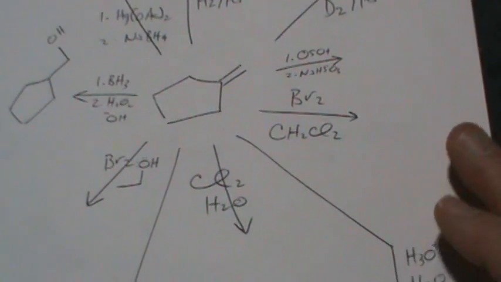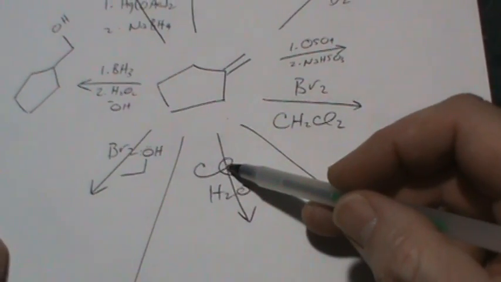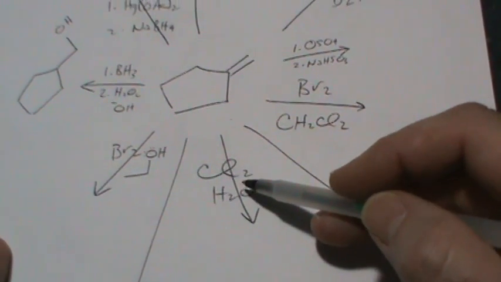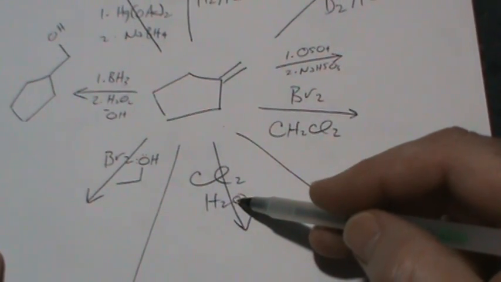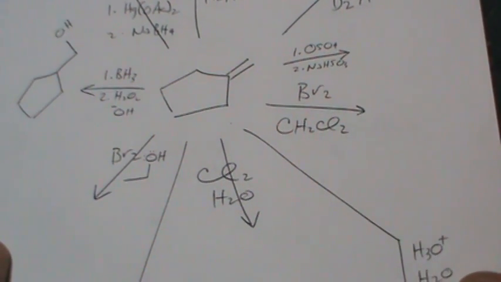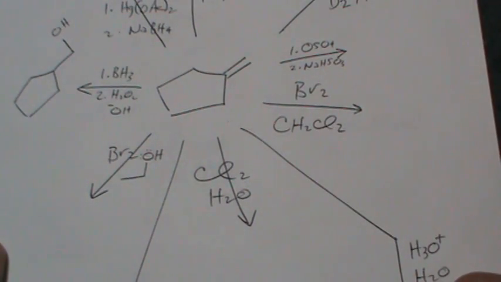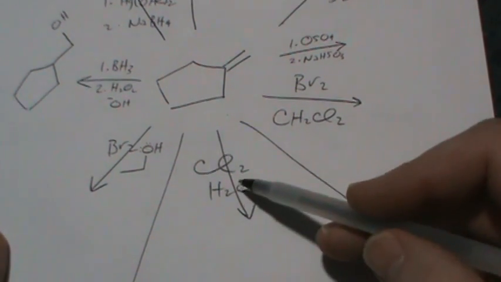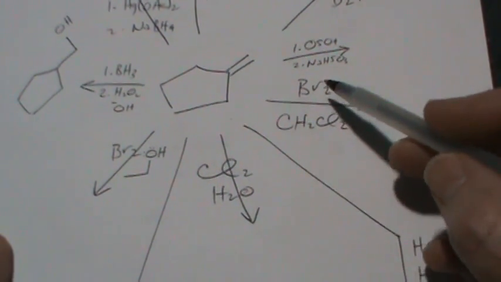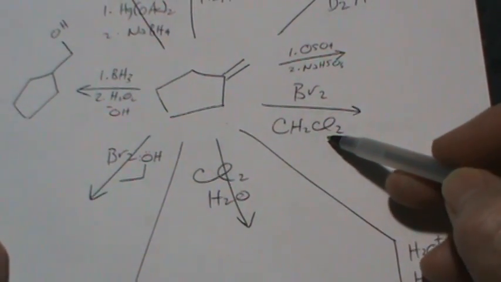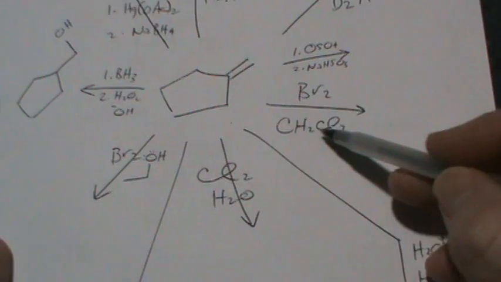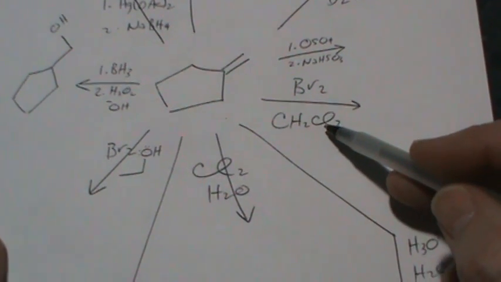Right next door, to the right, we've got a chlorination rather than an iodination, and we're using water as our solvent. Interesting. Maybe before we tackle that one, we ought to look at this one. This one is a bromination, but rather than using water or another polar solvent, we just use a standard organic solvent, which is methylene chloride.